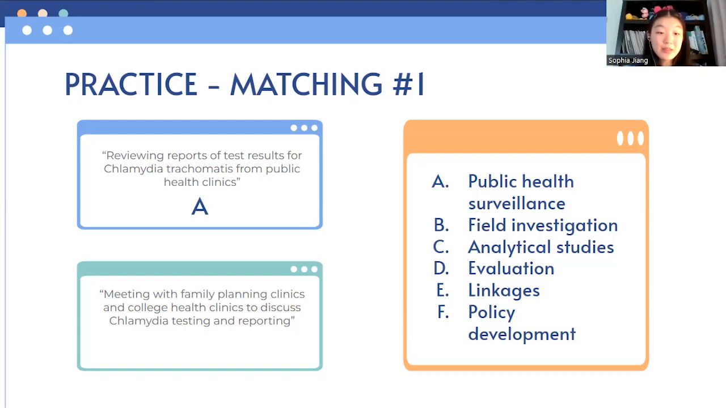Meeting with family planning clinics and college health clinics to discuss chlamydia testing and reporting. That would be E, because it is, once again, this whole linkage thing. They're meeting with the family planning clinics, which might be a member of their team, and college health clinics to discuss this. And once again, sustaining linkages, it's all about sharing information. And this is what they're doing, discussing testing and reporting. Nothing's being investigated, no policy is being implemented. They're just discussing and sustaining their linkages.